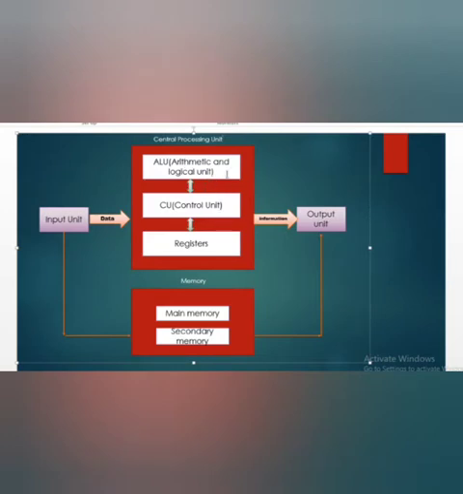Now we'll see what ALU is. As the name indicates, ALU is the arithmetic and logic unit. What are the arithmetic operations? They include addition, subtraction, multiplication, division, and also the modulus. What is the difference between division and modulus? Division returns the value of the quotient and modulus returns the value of the remainder. You have to keep that in mind.